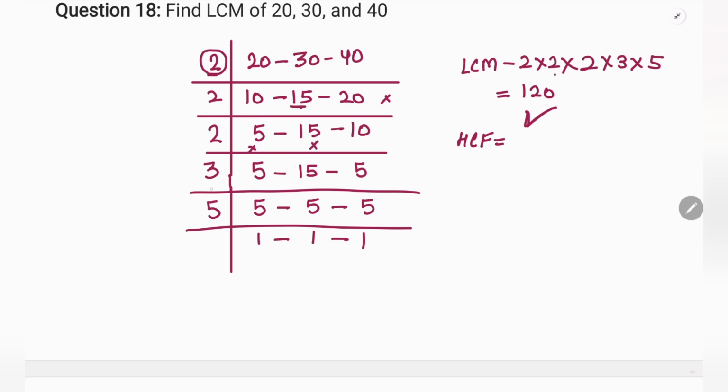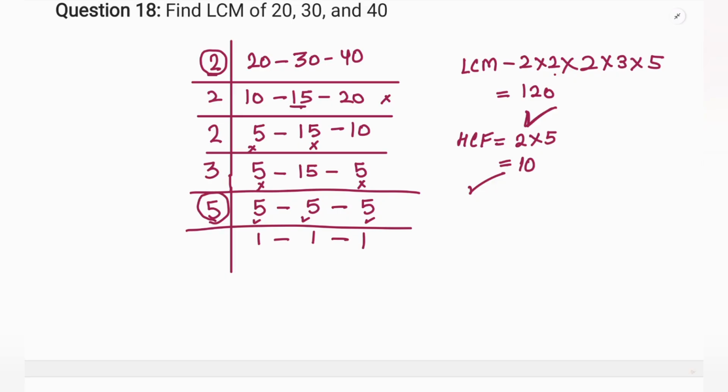Is 3 dividing all these numbers? No, 3 is not dividing these 2. Is 5 dividing all these numbers? Yes, 5 is dividing this. So you will take the circled numbers, 2 times 5, and this is 10. So what is HCF? 10. It's very easy to find HCF and LCM by the same method only, just this prime factorization method.